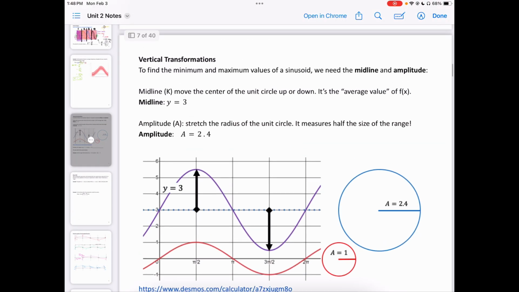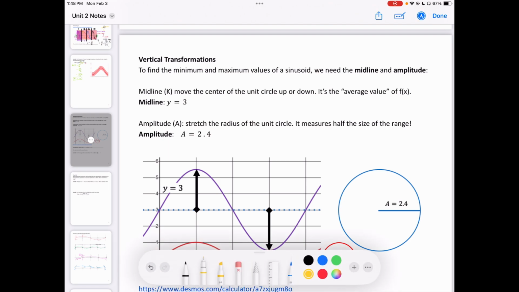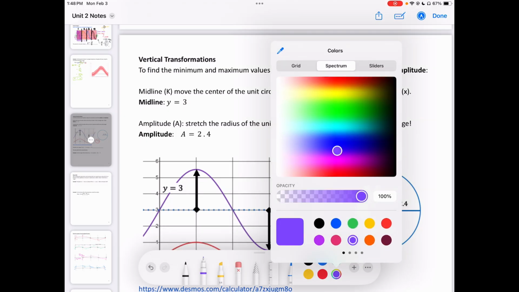Moving on. Vertical transformations. We are going to take each of those letters that we just talked about and show how all of them relate to a transformation. Let's start with vertical. The midline, or K, is the center of the curve. So it should be the same distance above there that is below. So in this purple curve that we have on the bottom of the page, we have a midline of 3. That really just means you moved the function up 3 units.